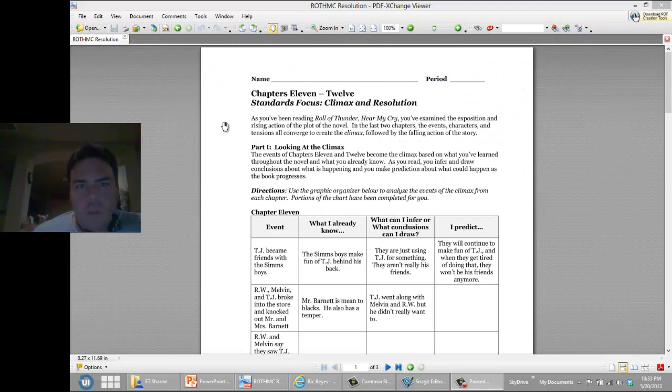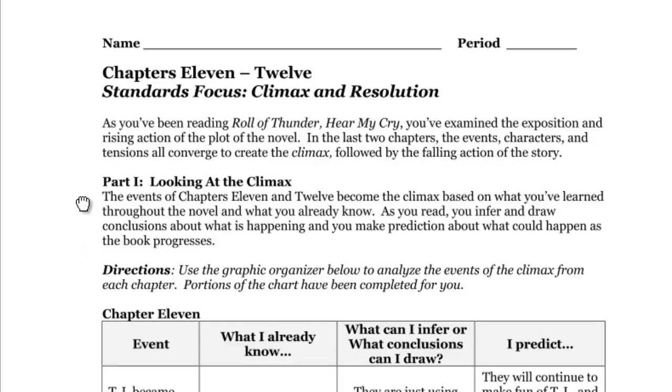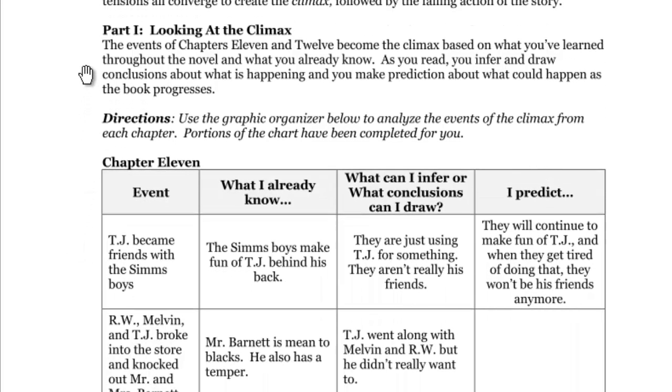Alright, here's your worksheet that you're going to be working on today. We've been talking a lot about plot and conflict and the increasing of tension, and now we're going to talk about climax and resolution. As you've been reading Roll of Thunder, Hear My Cry, you've examined the exposition and rising action of the plot of the novel. In the last two chapters, the events, characters, and tensions all converge to create the climax, followed by the falling action of the story. So part 1, looking at the climax.